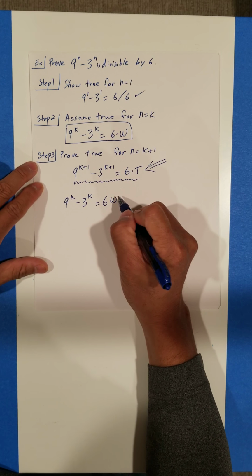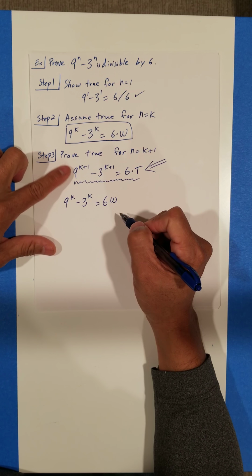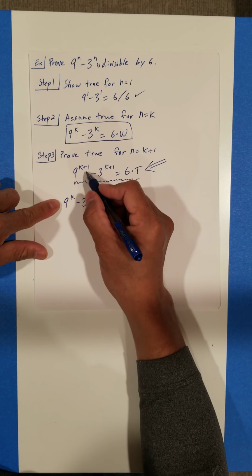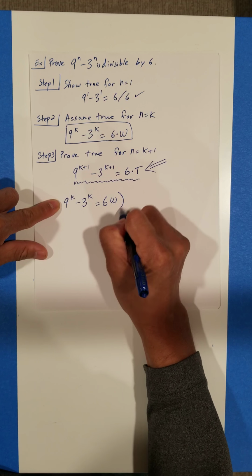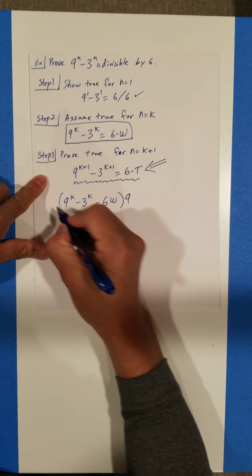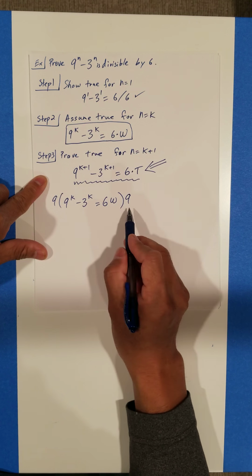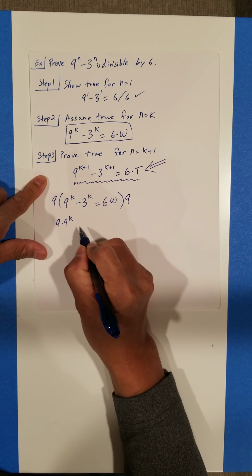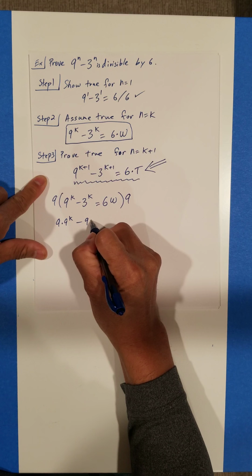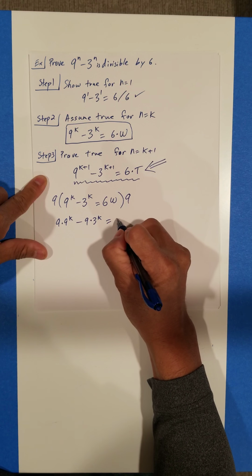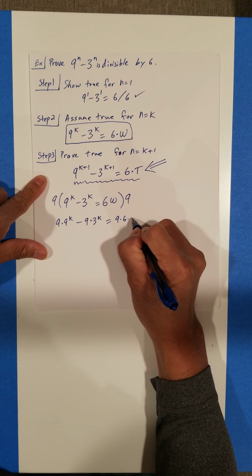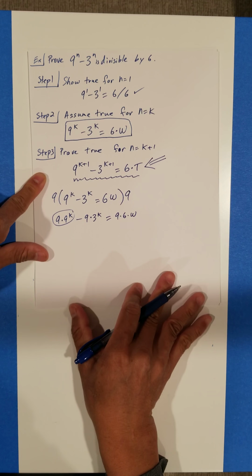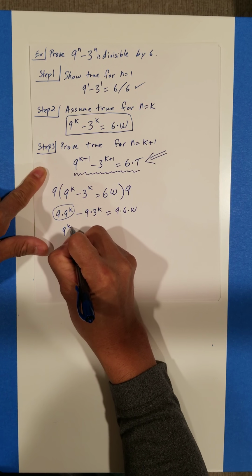What we notice is that this is 9 to the k plus 1, and what I currently have is 9 to the k. So how do I increase this power by 1? Well, if you remember your algebra, if I multiply by 9 on both sides, then it's going to be 9 times 9 to the k minus 9 times 3 to the k equals 9 times 6 times w, okay? Now, what's 9 times 9 to the k? If you remember your power rules, this is 9 to the k plus 1, okay?